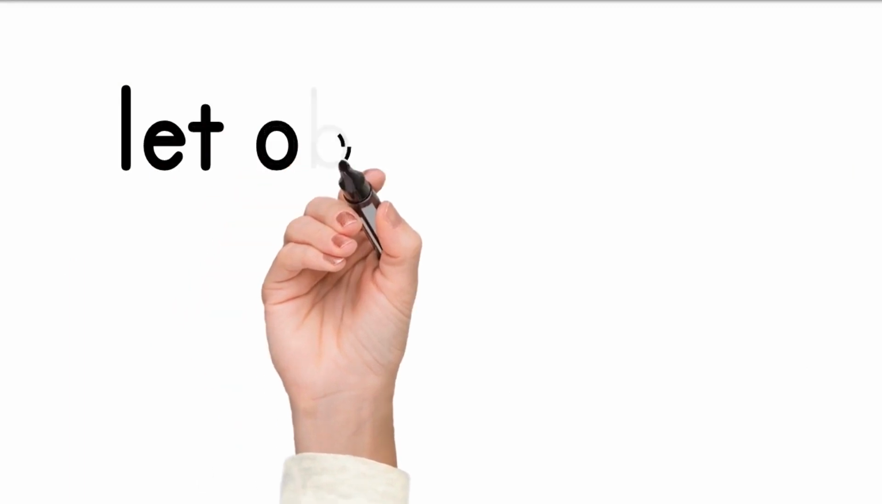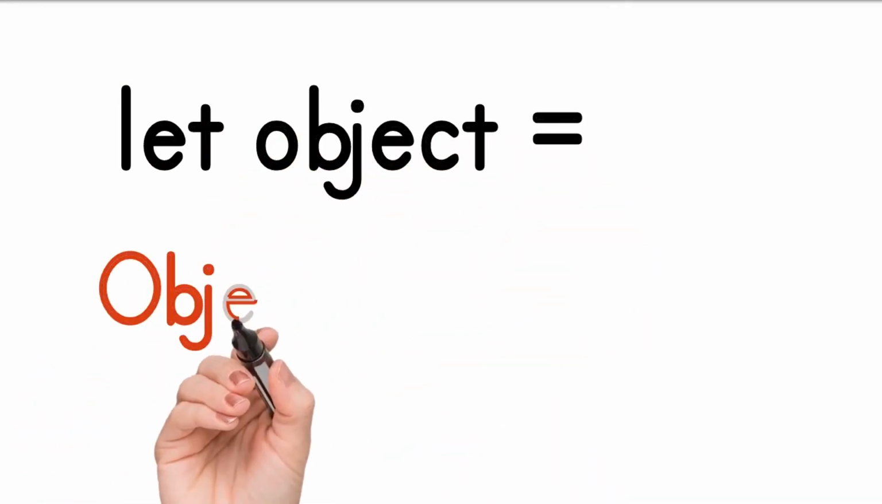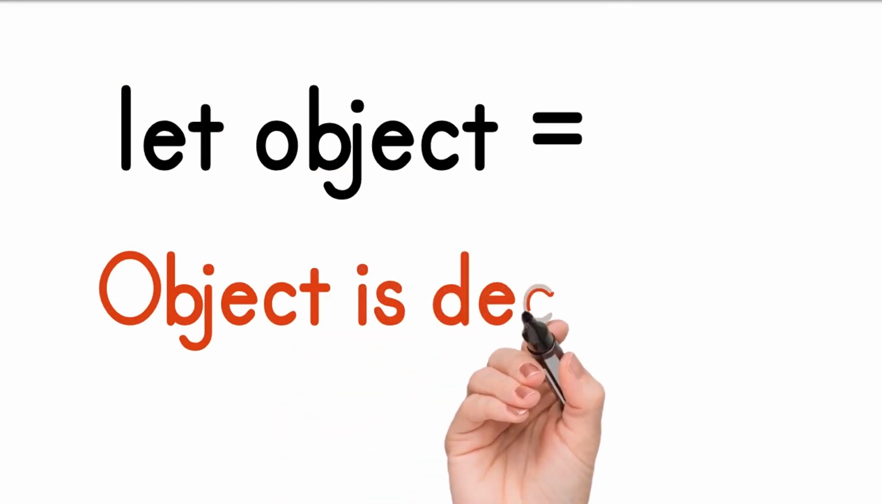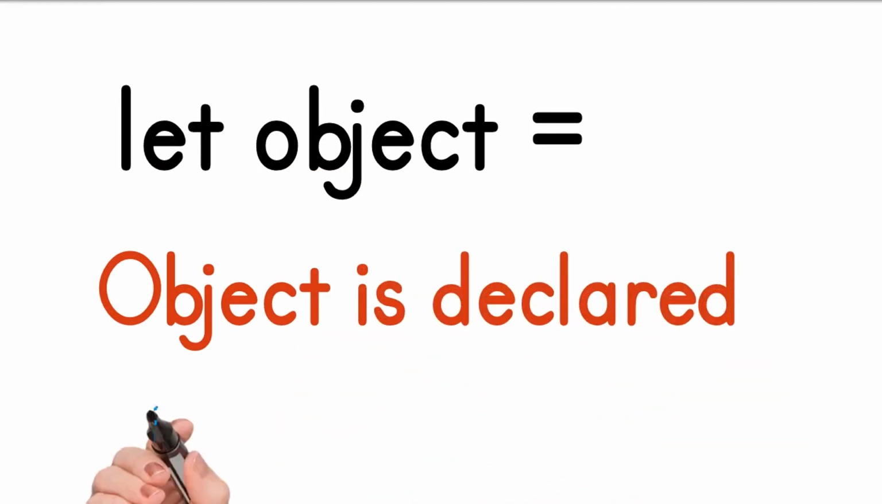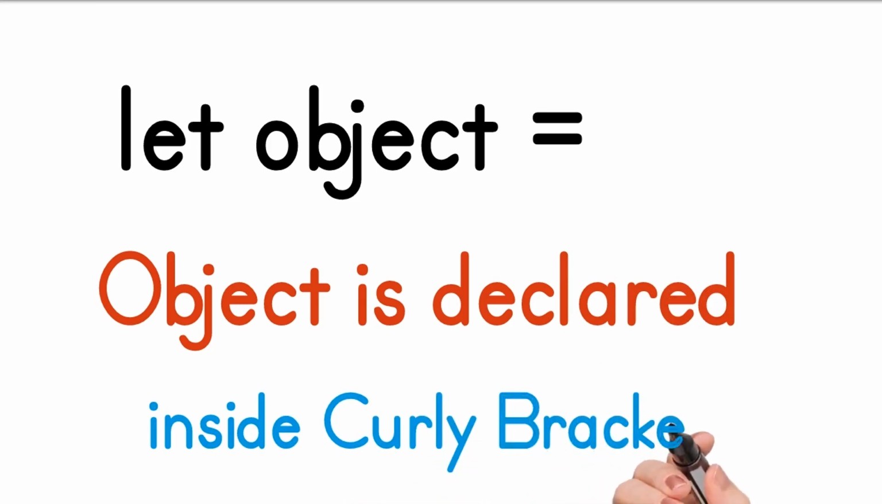So now guys, in the very first slide here, basically the object is declared. You can see that we have declared an object variable with the let keyword, and it is declared within these curly brackets. You see these brackets, it's a special bracket, and in programming these brackets are called curly brackets. This object is declared in between these curly brackets, and basically this is the starting point.